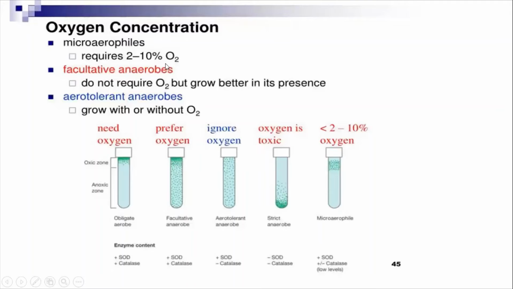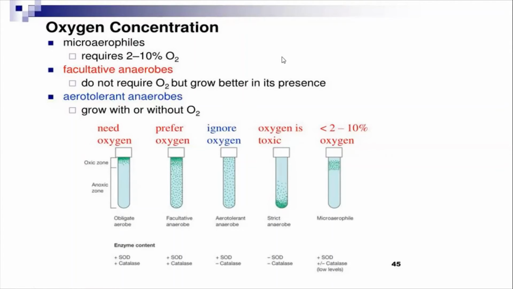Microaerophiles, where the concentration of oxygen should be less. Facultative, they do not require oxygen but grow better in its presence. So it's not like a hard and fast rule for them, so it's okay even if it is there. Aerotolerant, they can grow with or without oxygen. So these are the categories you can see. And how are we going to check whether this organism requires oxygen or not? We go for the enzyme assay, with the help of SOD and catalase.